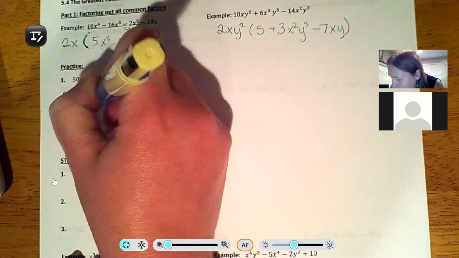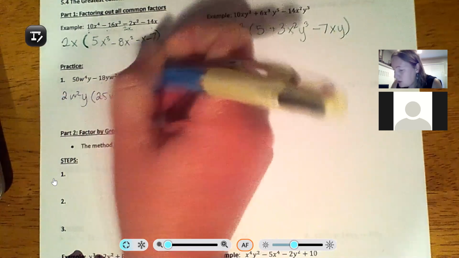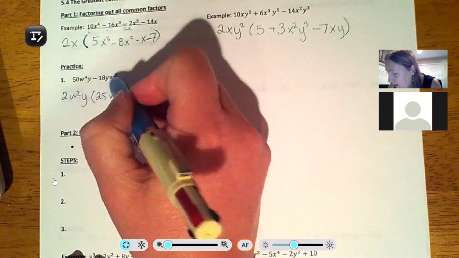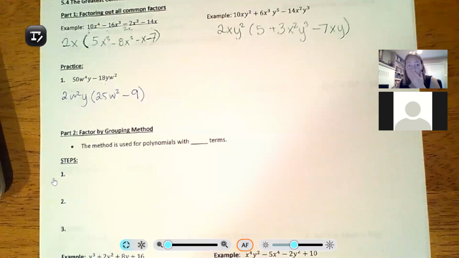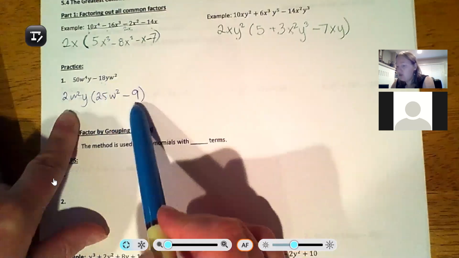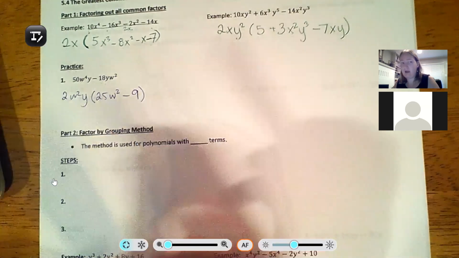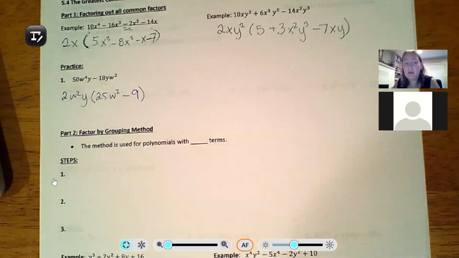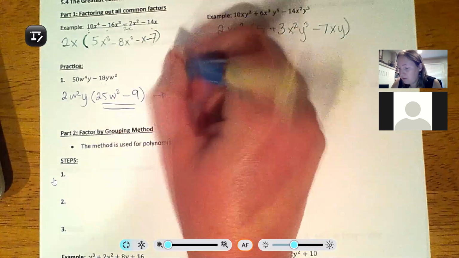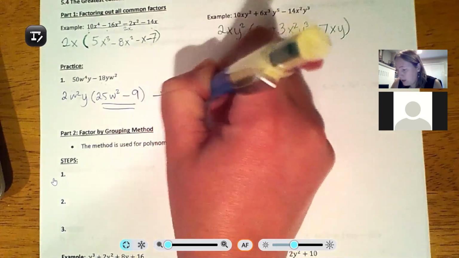And so 25w squared, I already have the y, so I don't need to say it again, because when I distribute, I'll get the y. Minus 9, I'll get the y, I'll get the w squared. And if it is exactly the same thing, then you have to put a 1 so that when you distribute, you get it. You can't just leave it out. Otherwise, when you multiply it, it won't get you what you needed. This can actually factor further. We'll talk more about that later in this session. But it is a difference of squares.